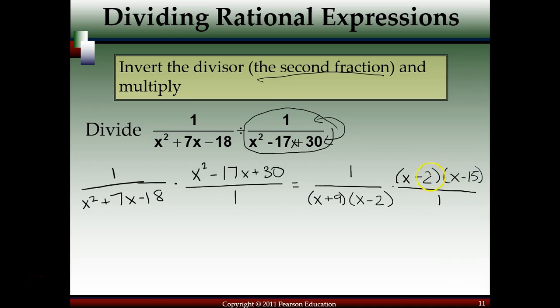Once we have those factored, start canceling what's in common in the numerator and denominator, like these two factors, and then multiply straight across. So 1 times the x minus 15, which is just x minus 15, and then the x plus 9 times 1, which is just x plus 9. And we are done. And that also concludes this video. I hope you understood everything, and if not, then we will cover some of your questions in class when I see you next. So goodbye, everybody.